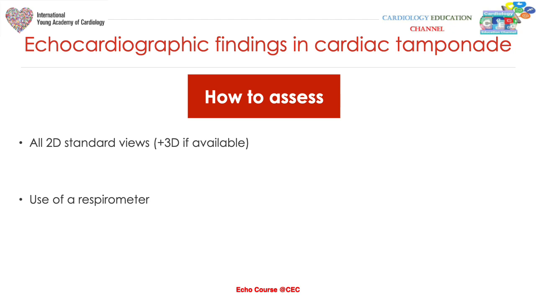So how do we assess cardiac tamponade by echocardiography? You need to see all the 2D standard views: the parasternal long axis, the short axis, the 4-chamber view, the 2-chamber view, the subcostal views. You should look at the heart from all the views available. And it's preferable to use a respirometer if your machine has this ability. This is very important and will give you a more accurate assessment of the hemodynamics.